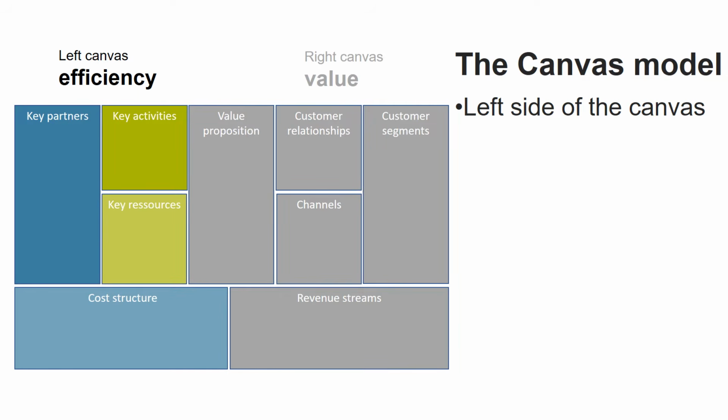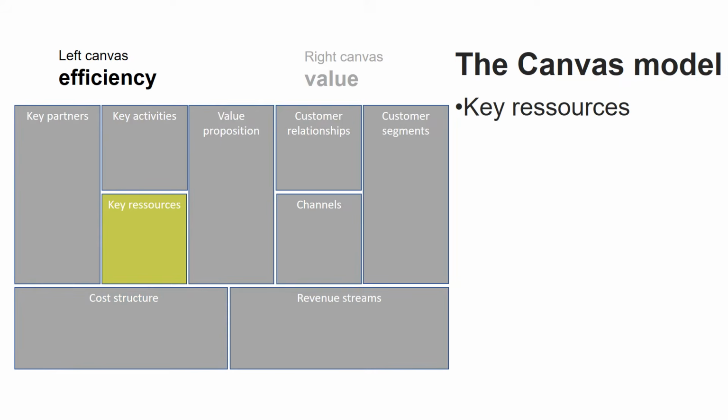Now we will review the 4 building blocks on the left-hand side of the canvas model. We need to build an efficient infrastructure to be able to best provide the value to the customer and ourselves. The first building block on the left side of the model is key resources.